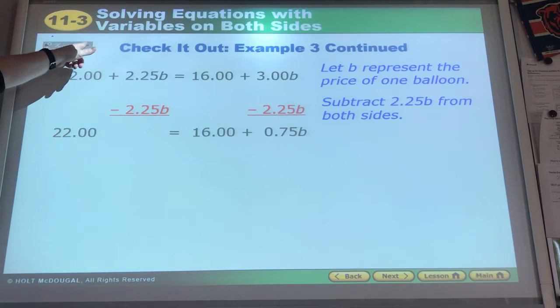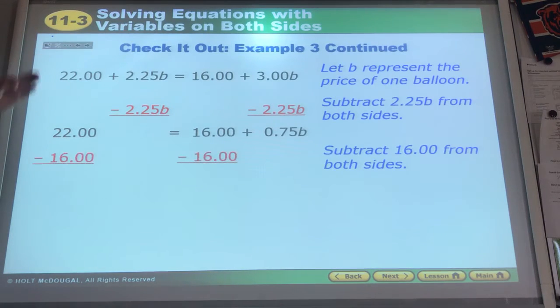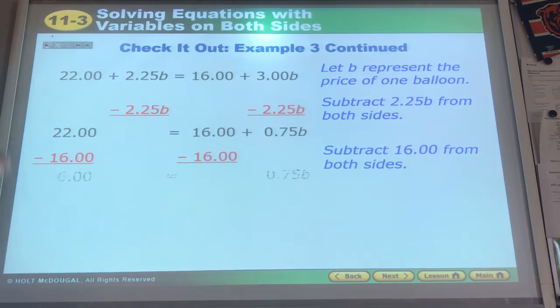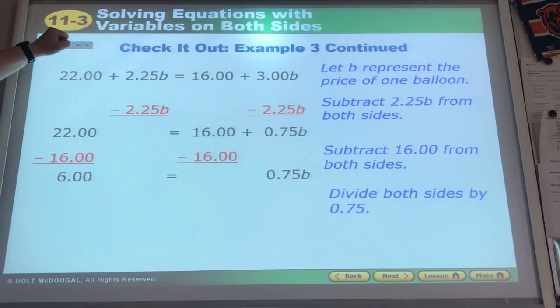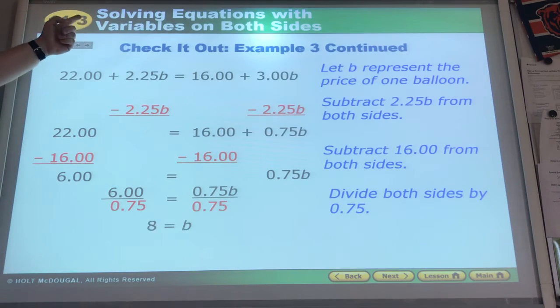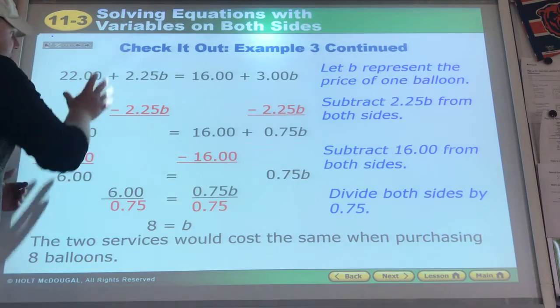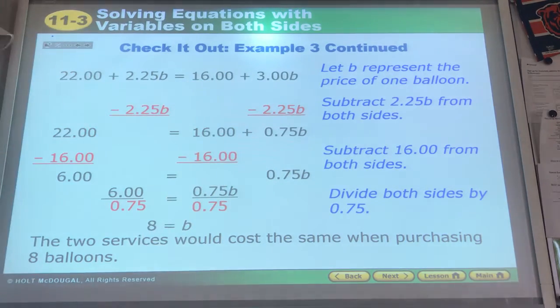Okay? Now we'll look to use inverse operations, and we'll combine. Since that's adding 16, we'll subtract 16. Subtract 16. $6 equals 75 cents per balloon. We divide by that B. And when we do so, we find that 8 balloons would be the same cost. If you buy 8 balloons and get this, it'd have the same cost as 8 balloons with this. So 8 balloons would make the purchasing cost the same.